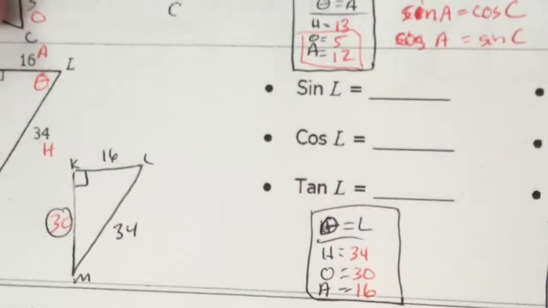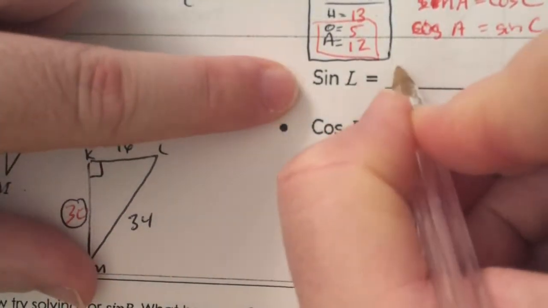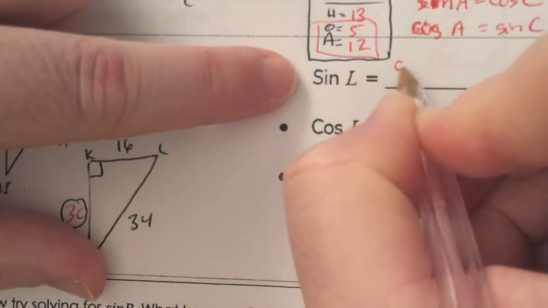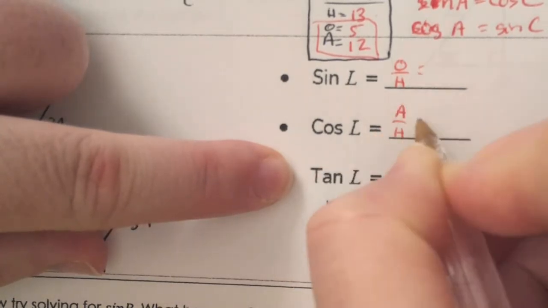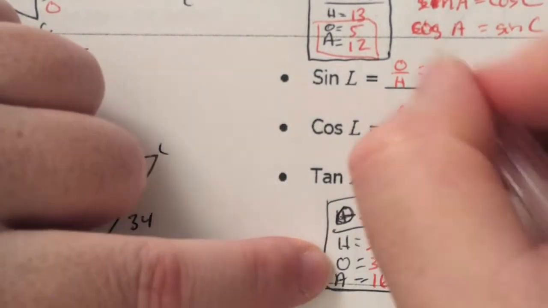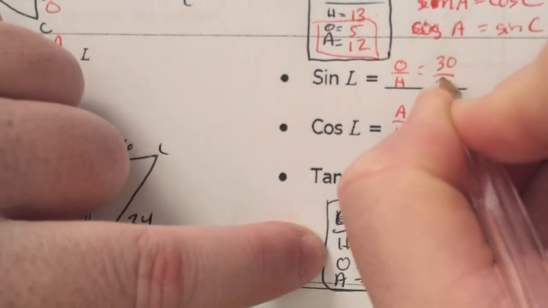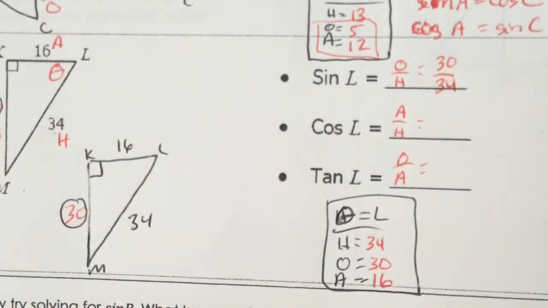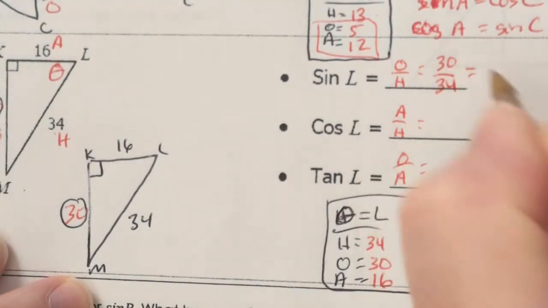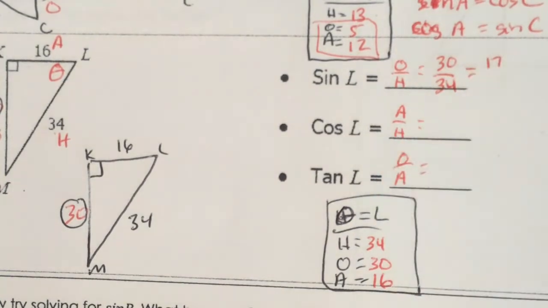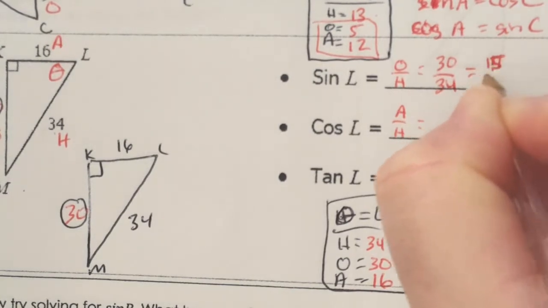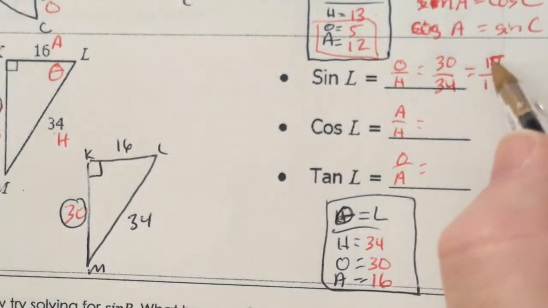All right, so now that we have that, we can actually solve this. All right, so your sine is, SOHCAHTOA. Now that we have that, we can just start plugging stuff in. Your O was 30, your H was 34. Okay, we can simplify this. So what can you take out of 30 and 34? You can take out 2. 34 divided by 2, we're left with 17, and 30 divided by 2, we have 15 over 17. There you go, that simplifies to 15 over 17.